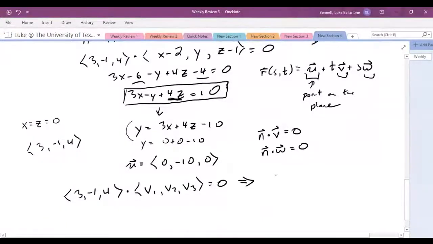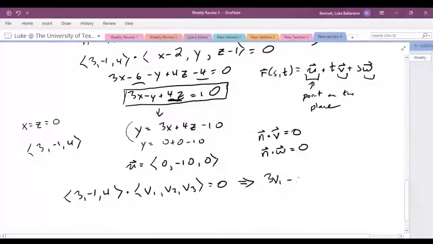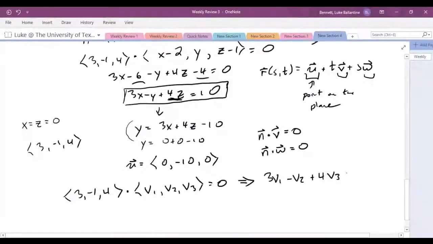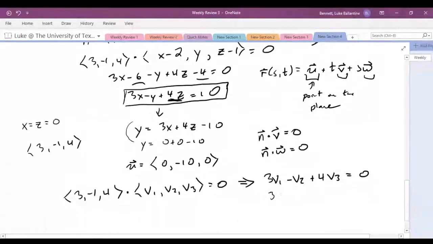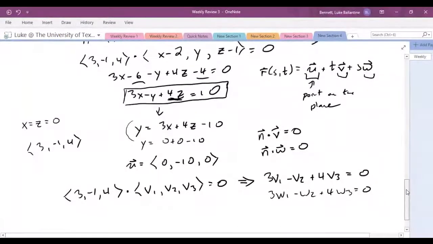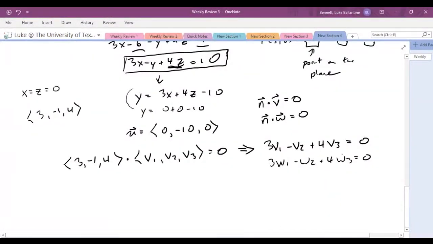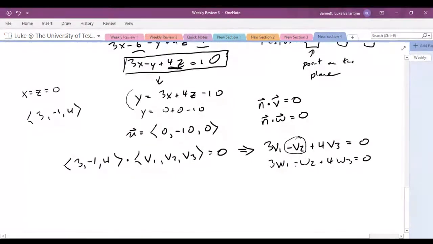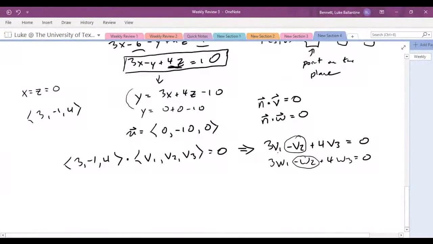That implies that we have 3V1 minus V2 plus 4V3 equals 0. And similarly, in a similar manner, we would have 3W1 minus W2 plus 4W3 equals 0. And so let's solve for this V2 and the W2, and then just plug in some numbers for V1 and V3 and get our vectors.